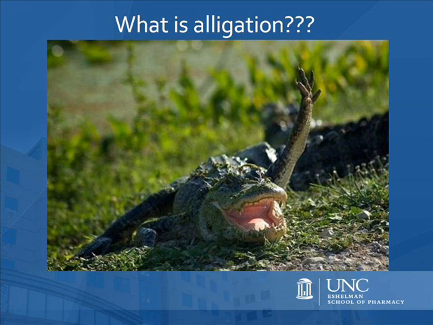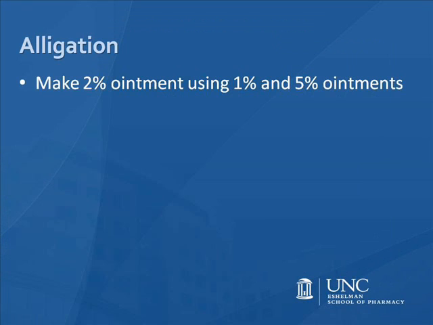But first, what is alligation? Alligation is a simple yet very powerful tool that can be used to solve problems related to mixing two ingredients with different concentrations. So let's take a look at a typical alligation question. You have two ointments of two different concentrations, and using these, you're asked to come up with a third concentration.